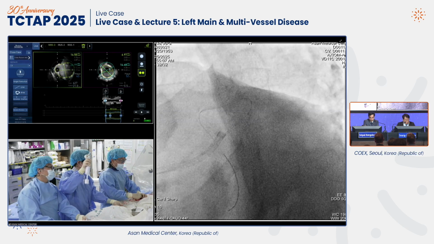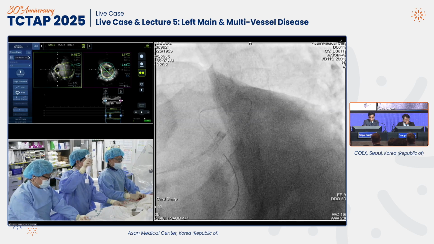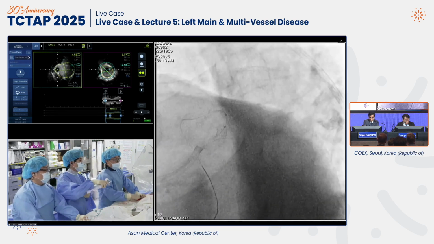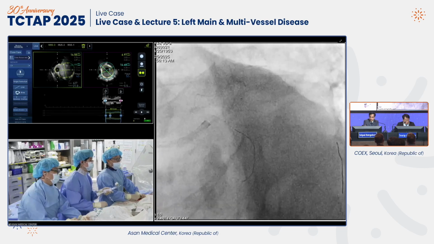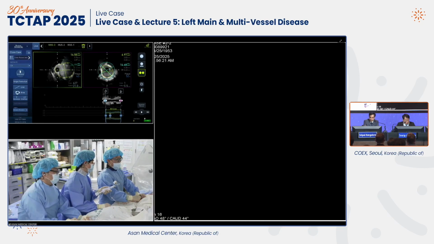So as planned before the live case demonstration, we are going to apply the additional stent to fully cover the circumflex ostium.